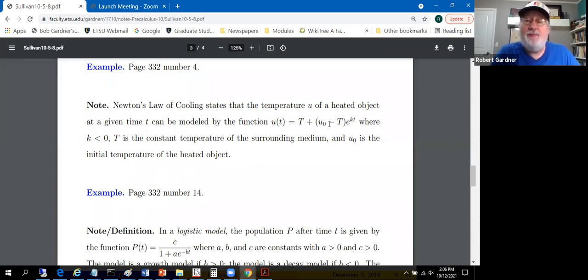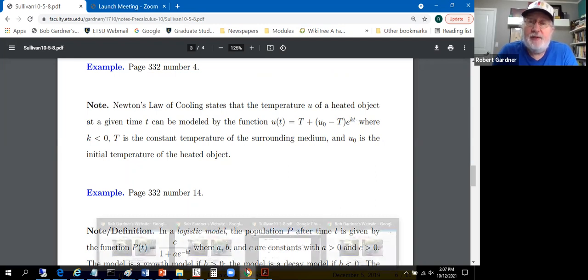So the object starts at a temperature of U sub 0, warmer than the ambient temperature, the surrounding medium, which has a temperature of T. And then we have k less than 0. What's going to happen is this piece here is going to represent exponential decay. Then what's happening is the temperature is decreasing. The object's cooling off is what's happening. And it cools off according to an exponential decay model, this one right here, called Newton's law of cooling. So to manipulate this, we'll simply take Newton's law of cooling and plug in numbers.